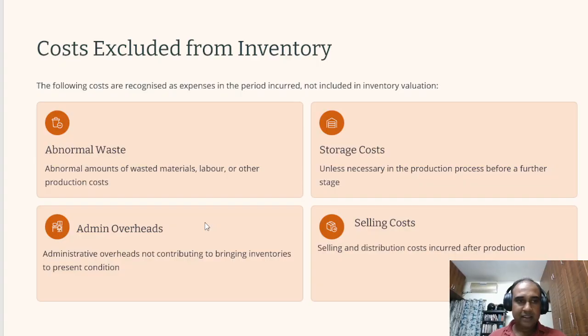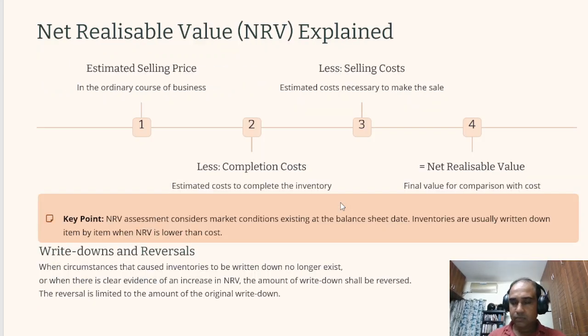Okay. There are certain exclusions from the cost of inventories. What are the exclusions, guys? Abnormal waste. Abnormal waste will not form part of the cost of the inventory. Administrative overheads will not form part of the cost of the inventory. Selling cost will not form part of the cost of inventory. Storage cost, unless it is required to initiate the next process, those costs also will not form part of the cost of the inventory.